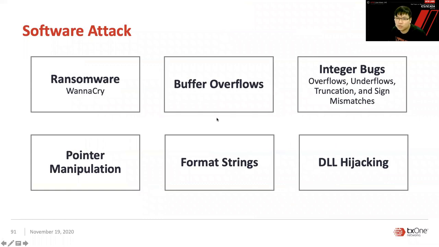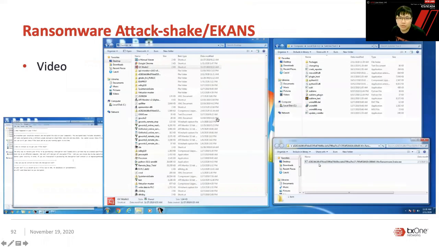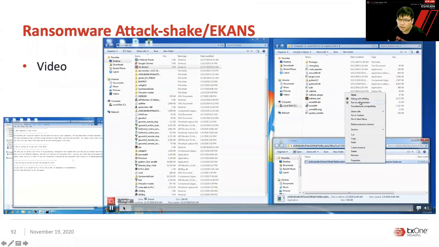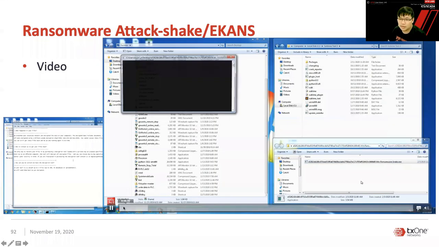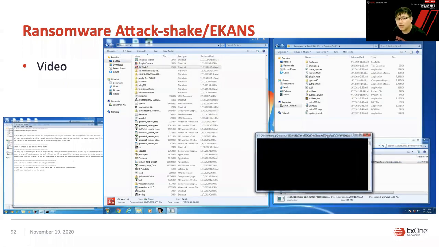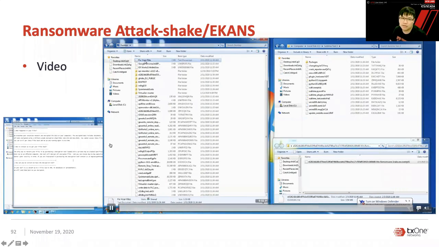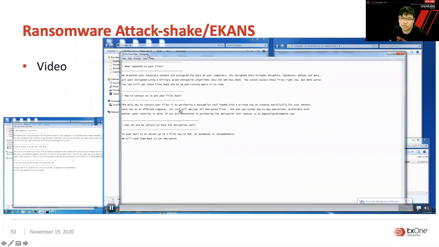So software attacks include ransomware and buffer overflow. Here is the reason we simulated for EKANS: in 2020, in June, it hit Honda, Japan. And why do we say it's a targeted ransomware attack? Because this ransomware targets some ICS applications and encrypts them, so we say this is targeted ransomware. Just skip on this. And here is the ransom note.